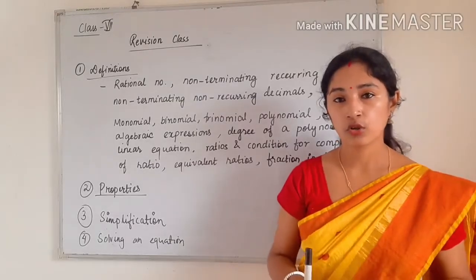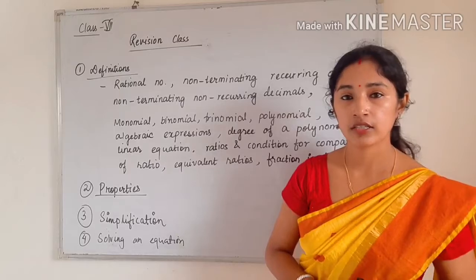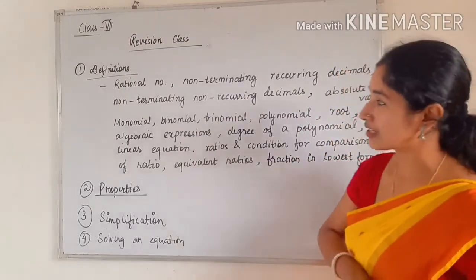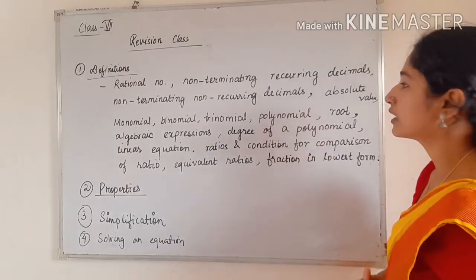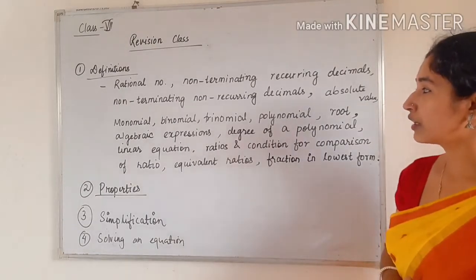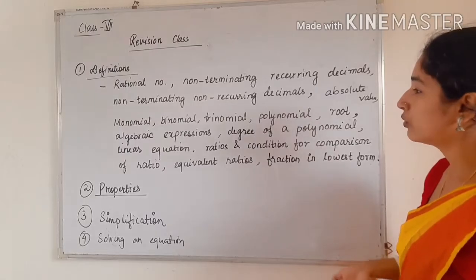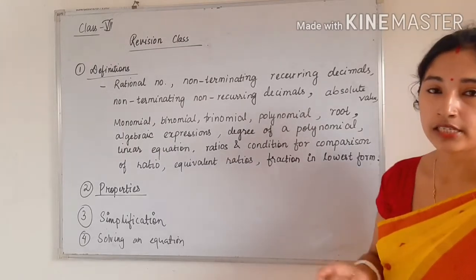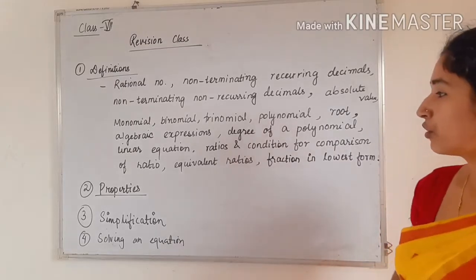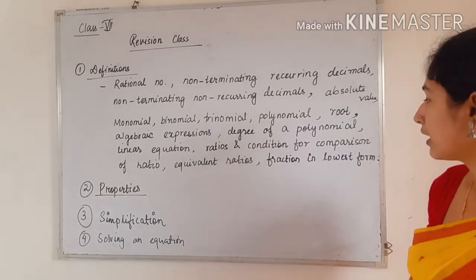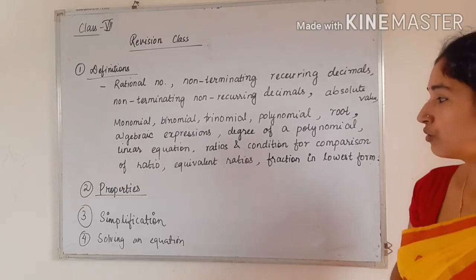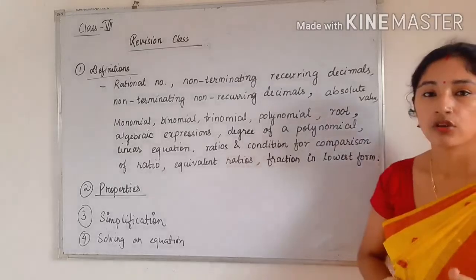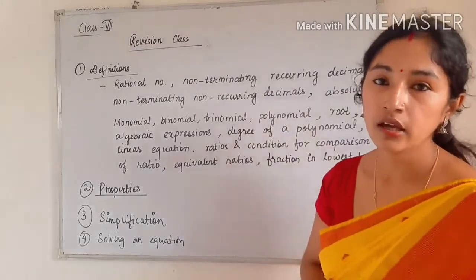You have to study all the topics, okay, which I have discussed in the video lecture. From that part all will come. Okay, so it's like rational number, non-terminating recurring decimals, non-terminating non-recurring decimals, absolute value, monomial, binomial, trinomial, polynomial, what is root, algebraic expression, degree of a polynomial, linear equation, ratio and their condition for comparison of ratio, equivalent ratio, fraction in its lowest form. So like this you have to read all the definitions.